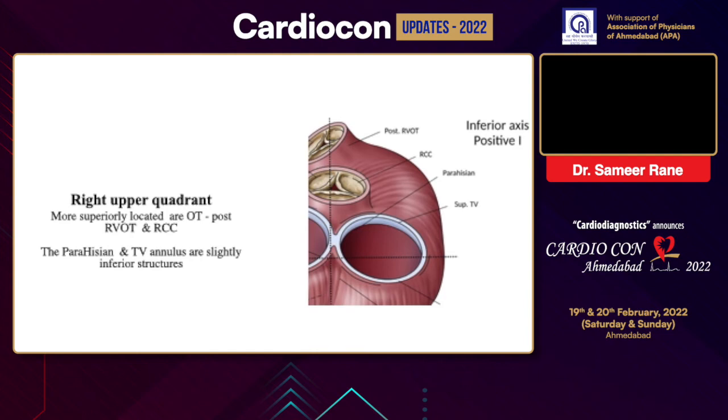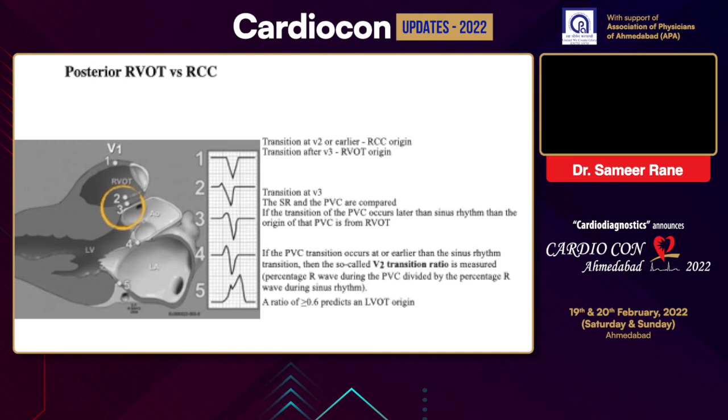In the right upper quadrant, these four structures show an inferior axis and a positive lead 1. Another lead, the AVL, which is a superior and a leftward lead, will show a QS pattern for PVCs from the outflow tract, while the PVCs from the parahisian and tricuspid valve annulus will show an isoelectric or positive reflection in lead AVL. This is because of the more inferior location of the parahisian and the tricuspid valve annulus compared to the outflow tract. Also, the forces from the superior tricuspid valve and the parahisian area are less pronounced than the more superior structures.